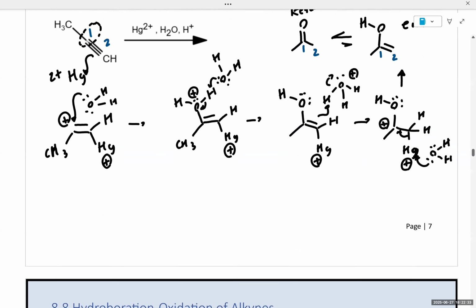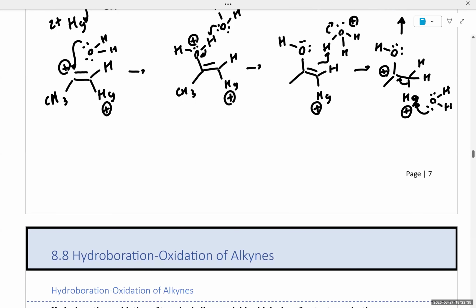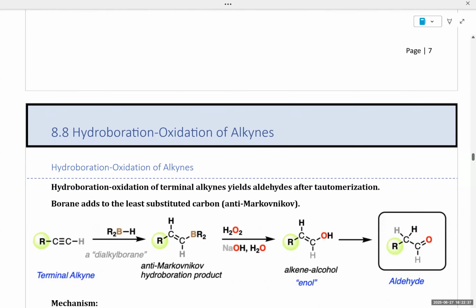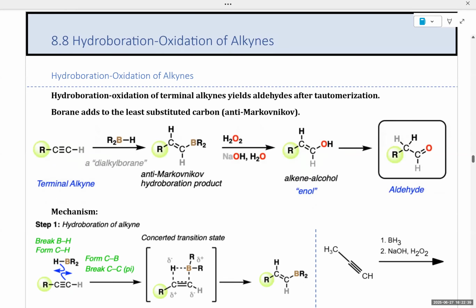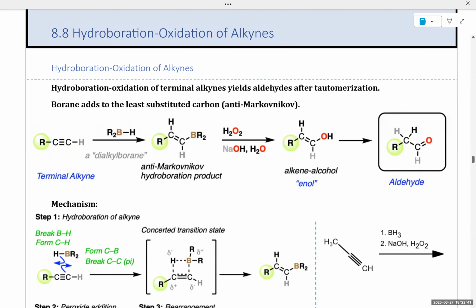Let's talk about a method to prepare ketones and aldehydes at the least substituted position on the alkyne. To this end, let's talk about hydroboration-oxidation of alkynes. So hydroboration-oxidation of terminal alkynes yields aldehydes after tautomerization. This is very useful. The reason why this occurs is in hydroboration, borane adds to the least substituted carbon in an anti-Markovnikov fashion.